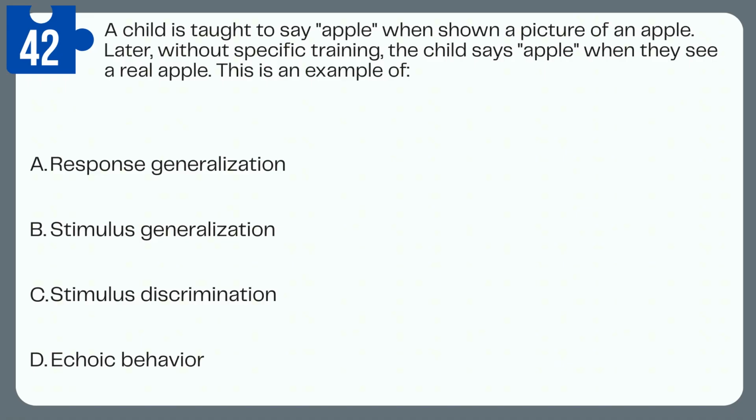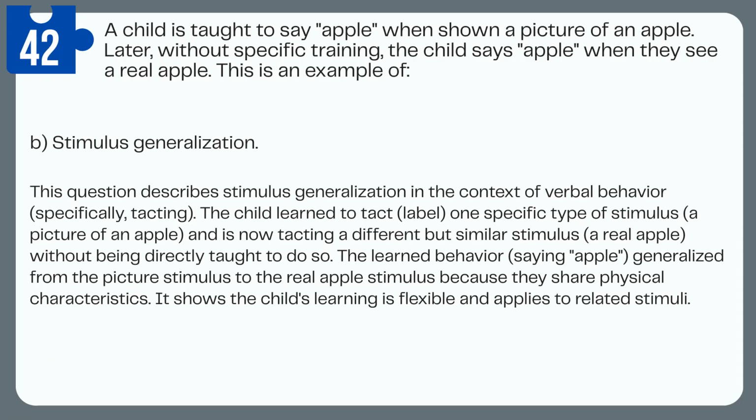Question 42. A child is taught to say "apple" when shown a picture of an apple. Later, without specific training, the child says "apple" when they see a real apple. This is an example of A. Response generalization. B. Stimulus generalization. C. Stimulus discrimination. D. Echoic behavior. Answer: B. Stimulus generalization.